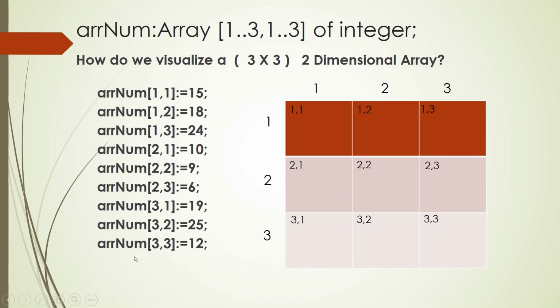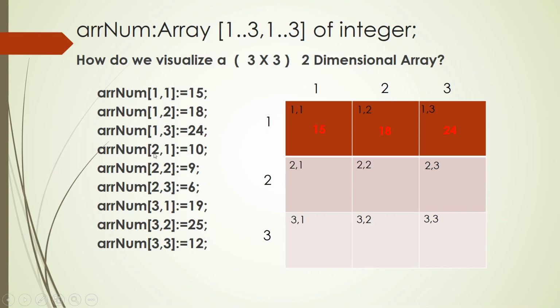I have an example where I can populate this two-dimensional array using an assignment statement and assigning values to each cell of the array. So I'm going to be assigning in the array at row 1, column 1, the value 15. In row 1, column 2, I'm assigning the value 18. In row 1, column 3, I'm assigning the value 24.